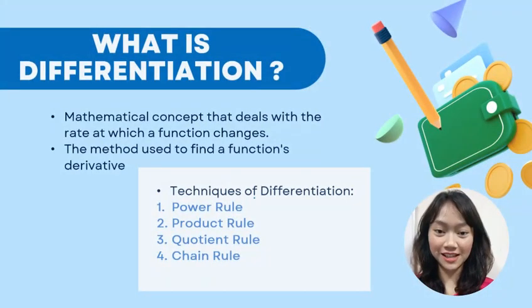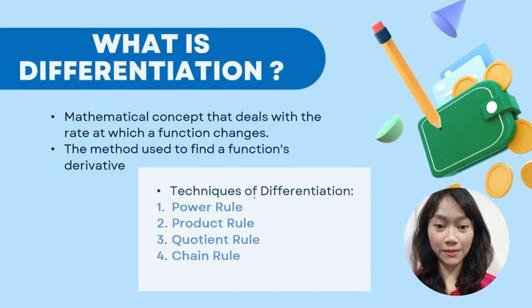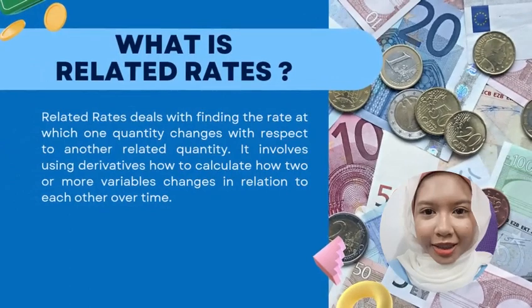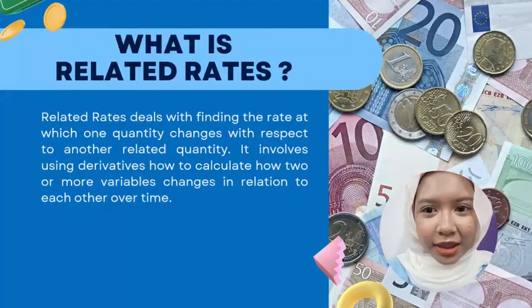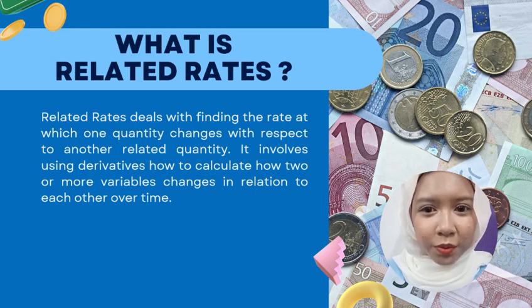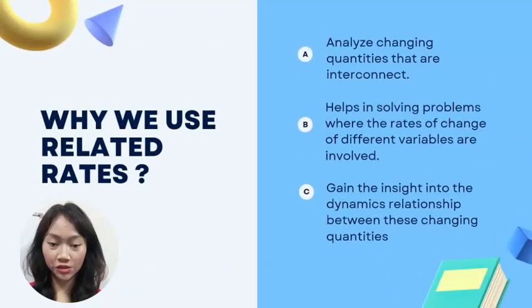What is differentiation? Differentiation is a mathematical method that deals with the rate at which a function changes. There are four methods used to find a function's derivative: product rule, power rule, chain rule, and quotient rule. Related rates. Related rates deals with finding the rate at which one quantity changes with respect to another related quantity. It involves using derivatives to calculate how two or more variables change in relation to each other over time.